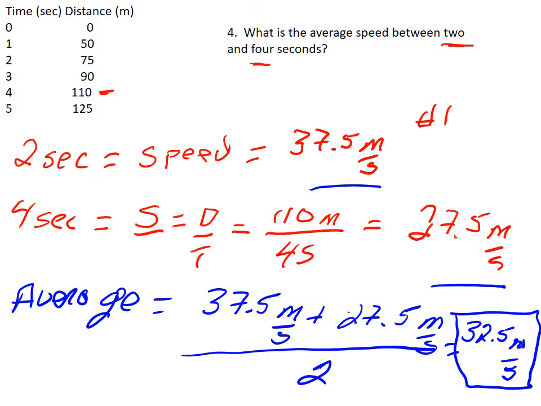So this one you basically just had to calculate the 4-second one. You already knew what 2 seconds was. Add the 2 together to get an average and go from there.